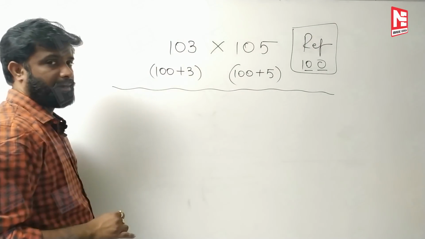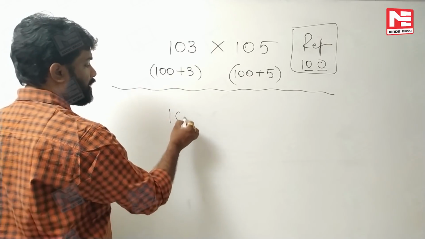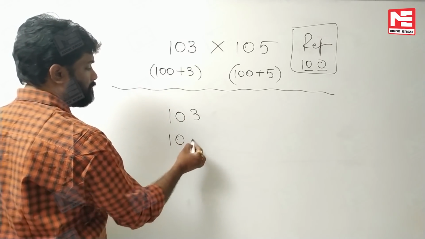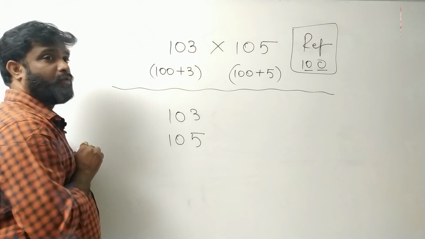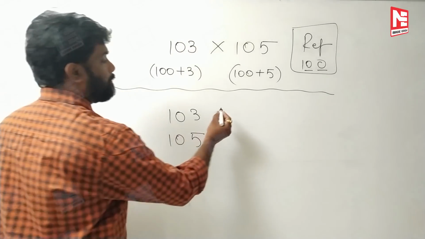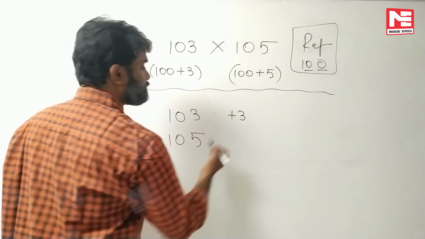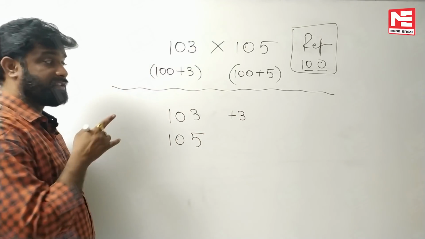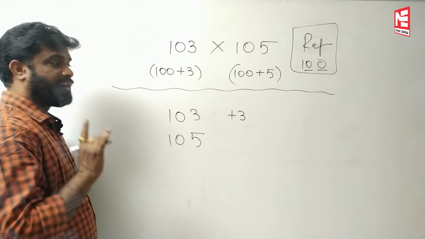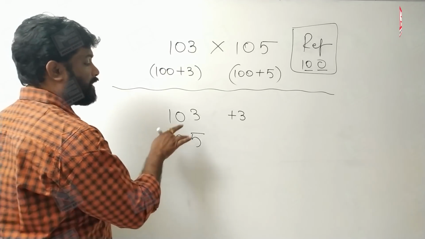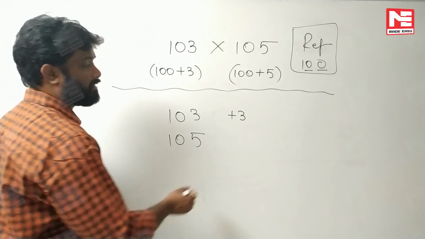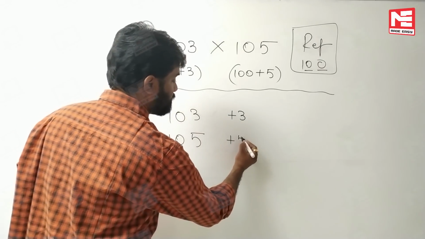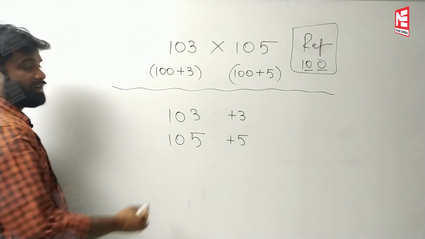Now, coming to the actual part, we come to the calculation. We are going to multiply 103 and 105, right? Friends, since we are assuming 103 as 100 plus 3, we write it here. You know very well, you should write the symbol also here. Don't forget the symbol, okay? And 105, since we are assuming it as 100 plus 5, plus 5 you have to write here.